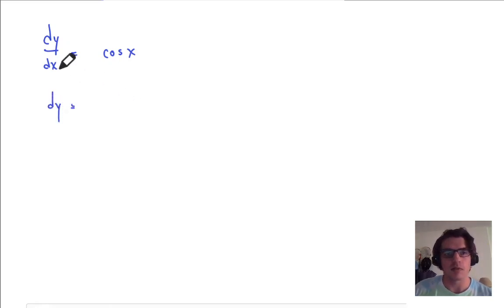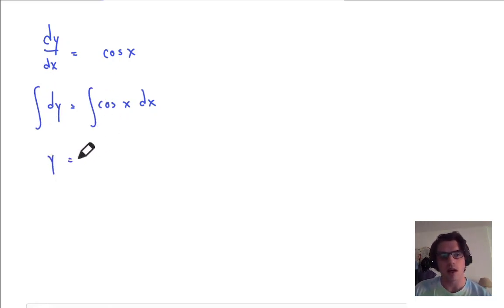We can multiply by the dx. So we have dy equals cosine x dx. And from here, we can just integrate both sides, and we get y equals the integral of cosine x, which is sine x plus c. So this is sort of the beginning of differential equations, right? It's an equation that contains a derivative.